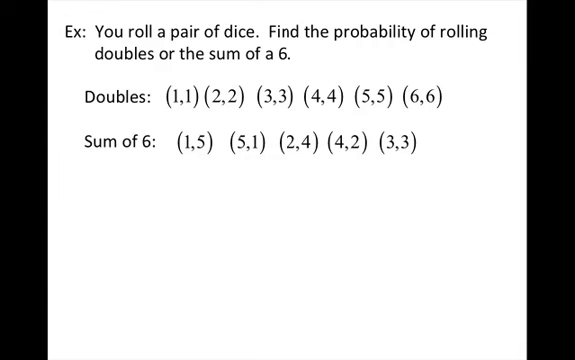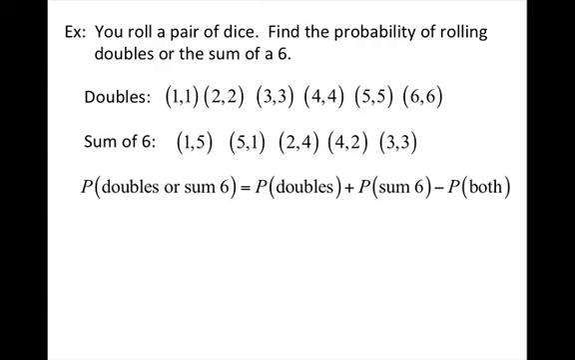If you notice, these had a common outcome. Rolling the 3 3 is a double and it's the sum of a 6. So these events are not mutually exclusive. They have a common outcome. So when I find the probability, I've got to use the subtraction part. The probability of doubles or the sum of a 6 is equal to the probability of doubles plus the probability of the sum of a 6 minus the probability of both.